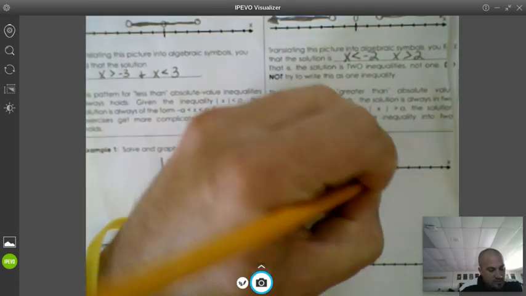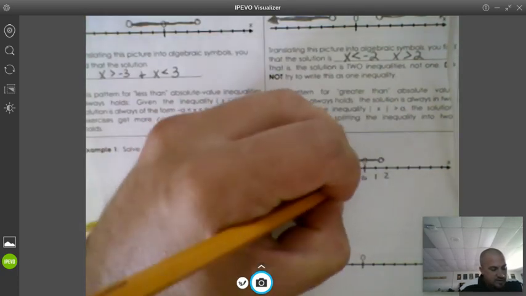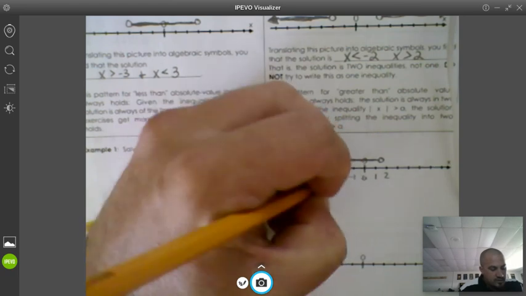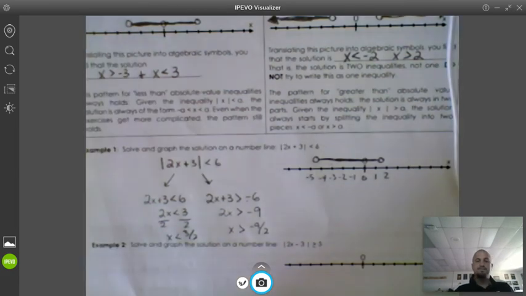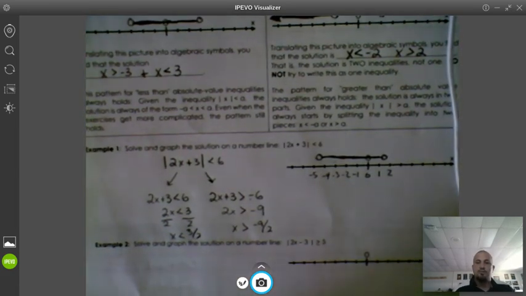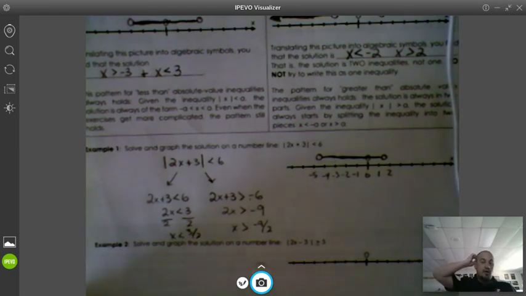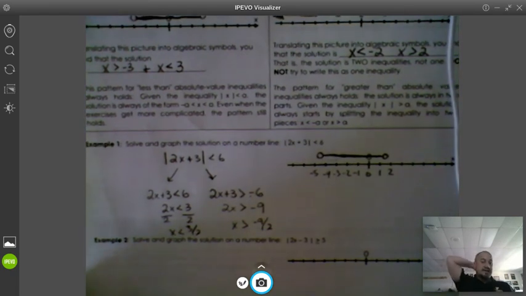And again, you can write your numbers on the number line so that you know where exactly you're at. Okay? So that is example number 1. Notice I shaded in between those two. They are open circles because they were less than and greater than, and they also did not have the equal to. So that made it not a closed circle.